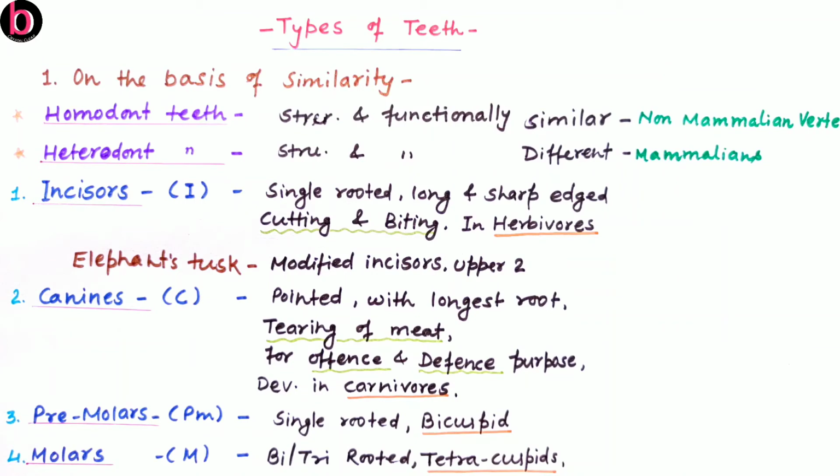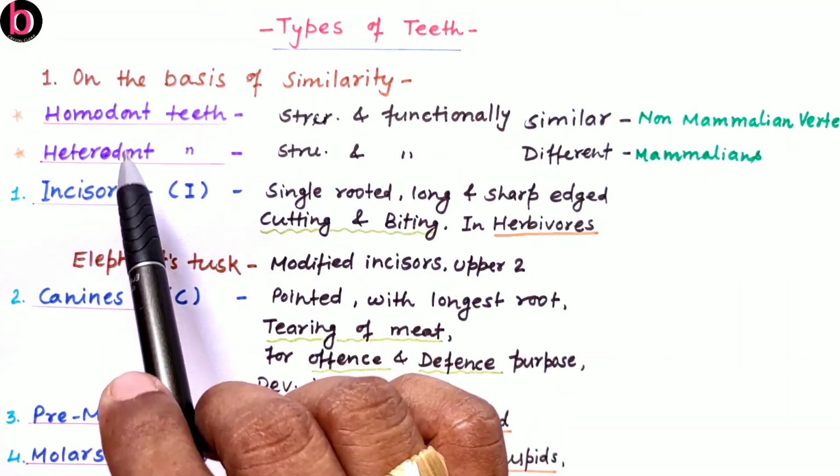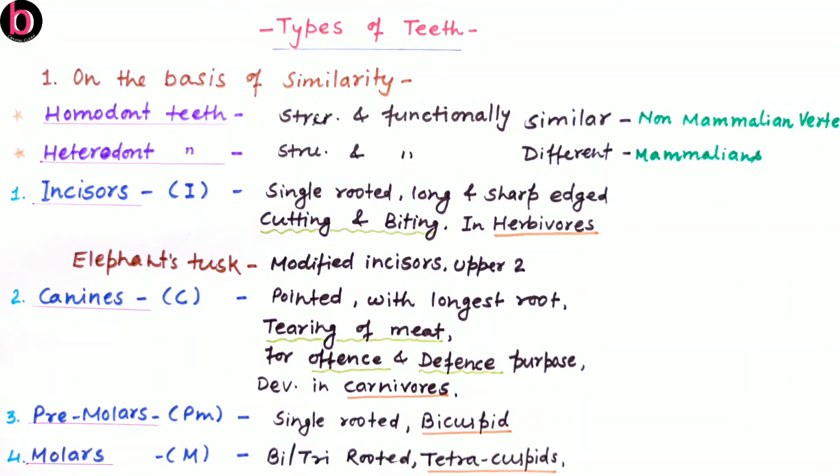Now the next topic is types of teeth. There are a number of criteria for categorization of teeth: on the basis of their origin, their function, their attachment, or their continuity. In this video lecture we will discuss only one aspect. The remaining aspects we will discuss in the next lecture. First, on the basis of similarities, there are two types: homodont as well as heterodont teeth.